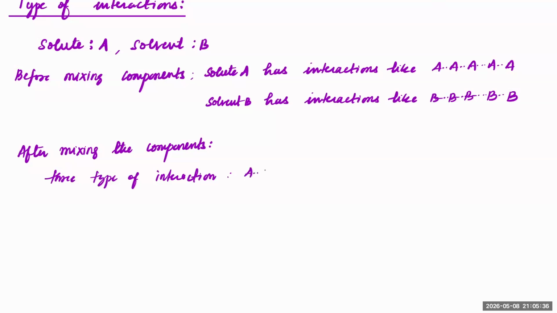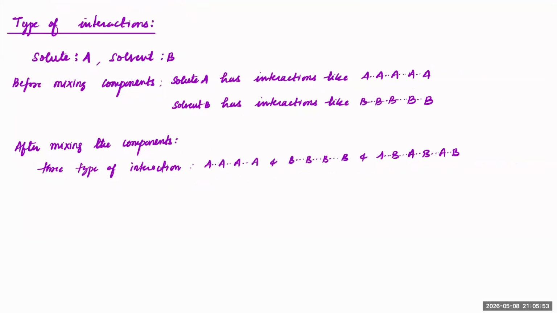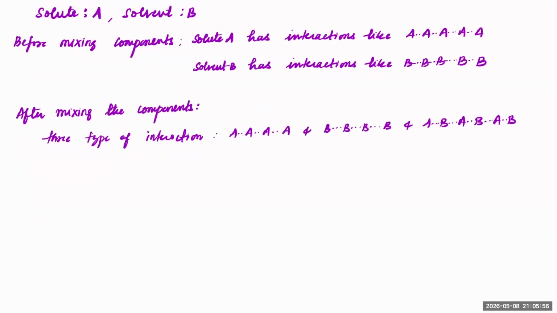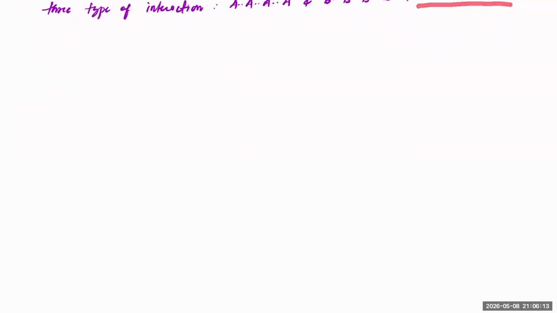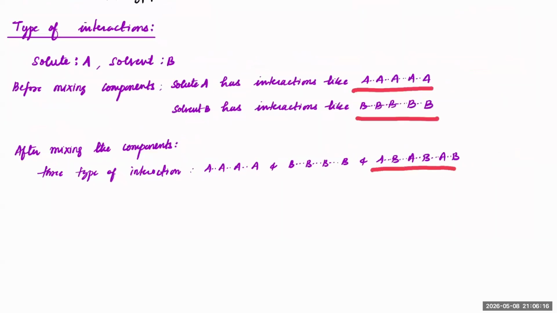One is A type of interactions, B, B type of interactions, and lastly AB type of interactions. So you can see these are the type of interactions which you will gain. These are called solute interactions. These are solvent interactions, and these are solute solvent interactions. Especially in solution you will find all three type of interactions happening.